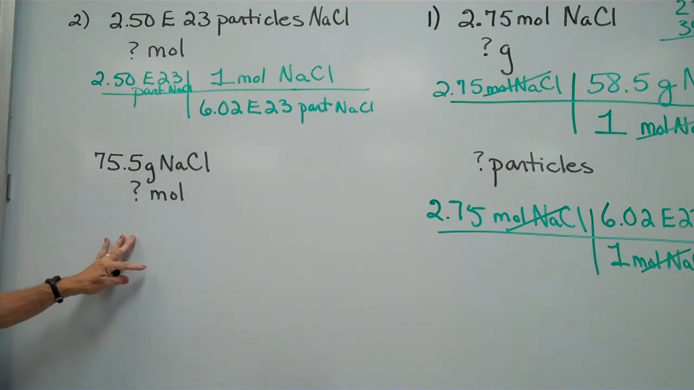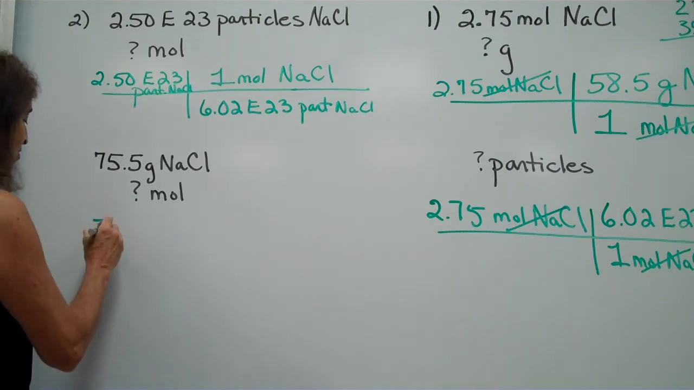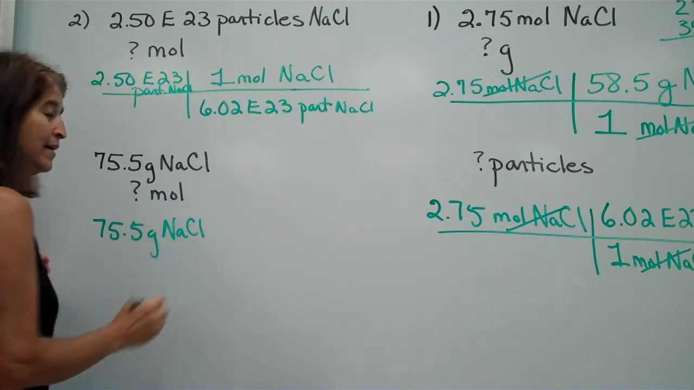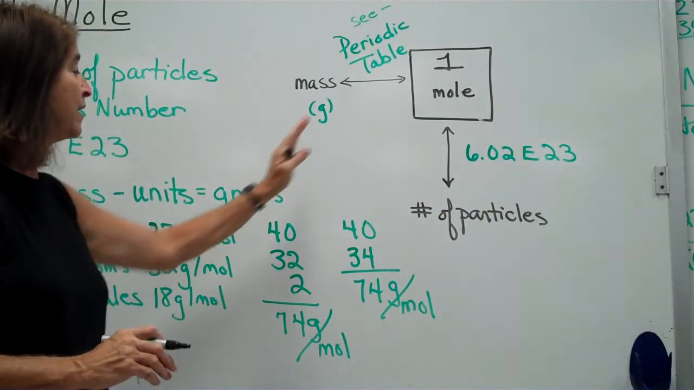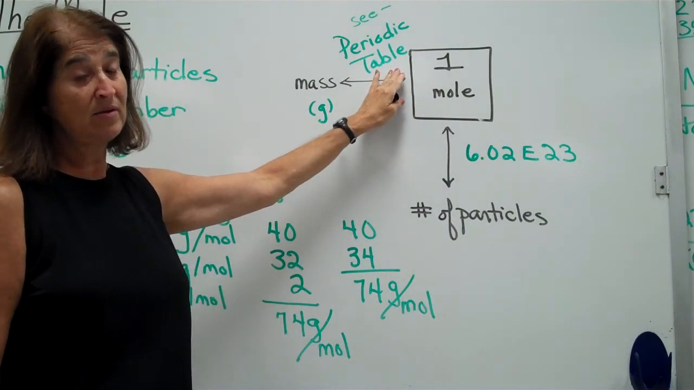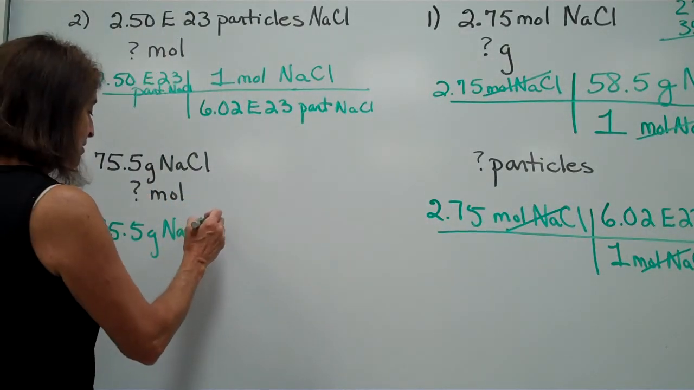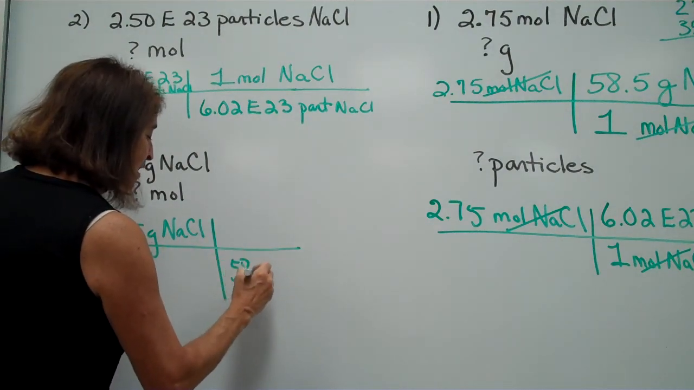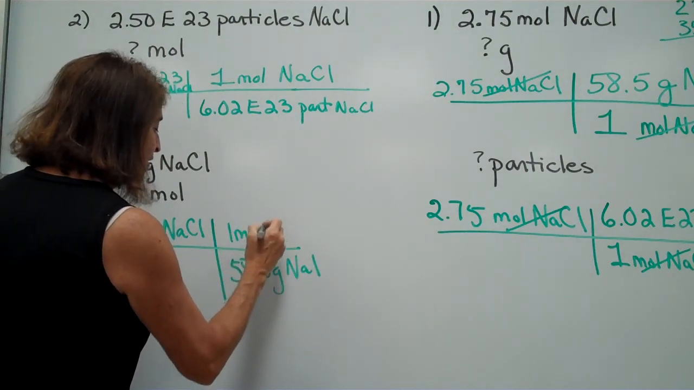How about this one? Here we're given so many grams of NaCl, we want to find moles. Start off with the number that you're given: so many grams of NaCl. And I'm going to flip the board back over to go from mass, grams, to moles. We must again use the periodic table. So I'm going to use the number on the periodic table, which we calculated previously: 58.5 grams of NaCl is 1 mole of NaCl.